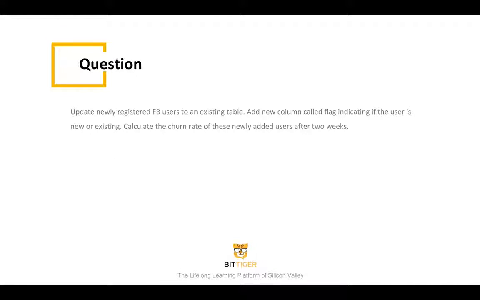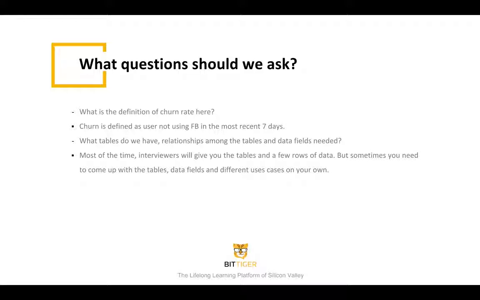So now, let's read through the question. Update the newly registered Facebook users to an existing table. Add a new column called flag indicating if the user is new or already existed. Calculate the churn rate of these newly added users after 2 weeks. Do you understand the question?